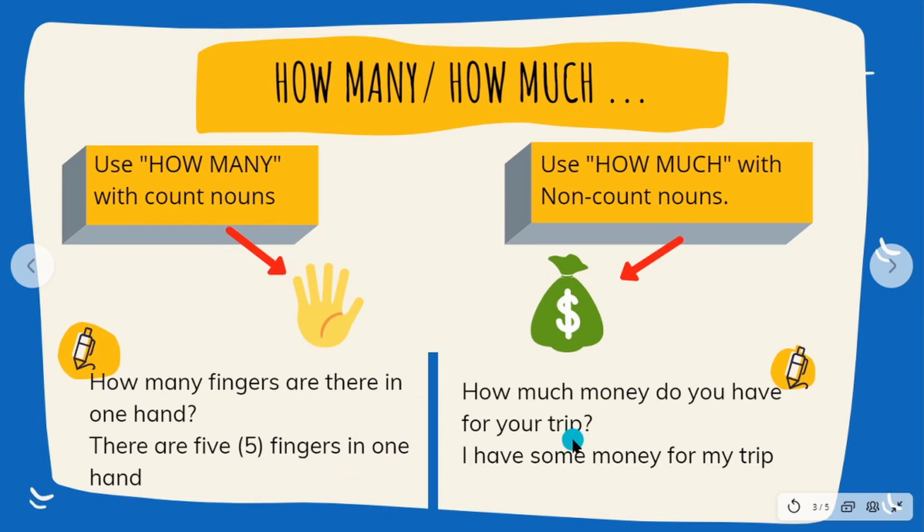Questions with how much. How much money do you have for your trip? How much money? Non-count. I have some money for my trip, or I have a lot of money, some may say. Questions with count and non-count nouns.